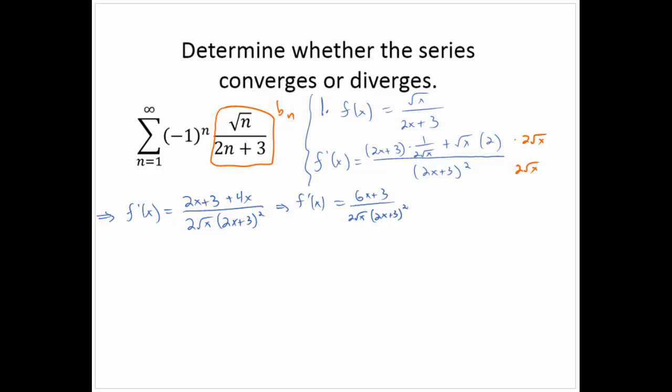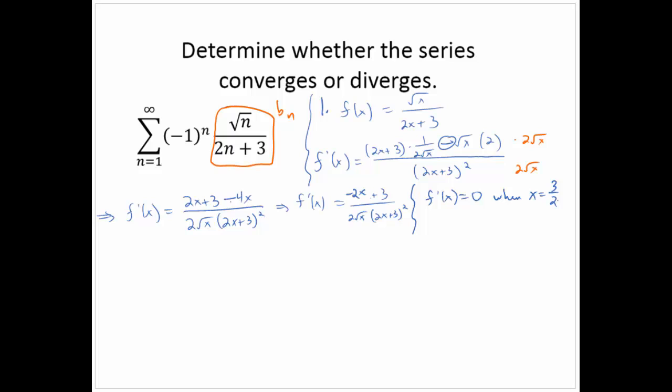Oops, I made a mistake in the quotient rule. Sorry about that. That should have been a minus, meaning this should have been a minus. And then I've got a 2x minus 4x. That should have been a negative 2x plus 3. All right, so now notice that f prime of x equals 0 when x equals 3 halves.